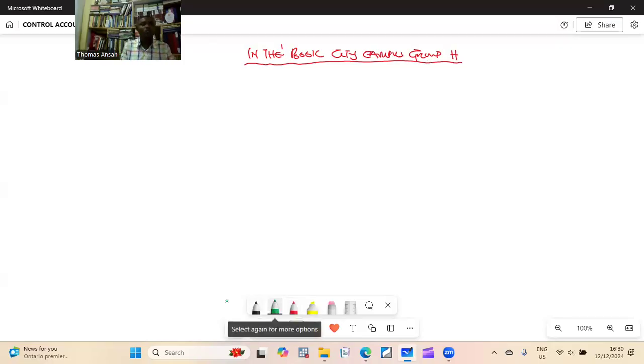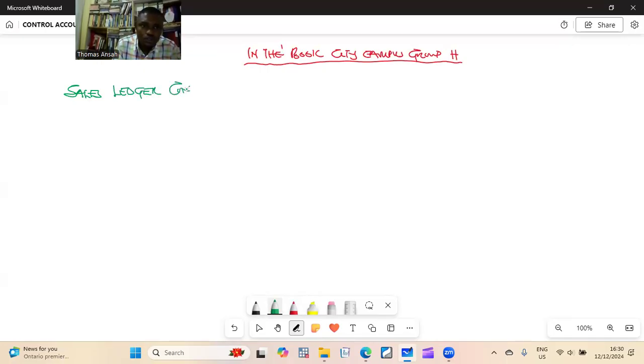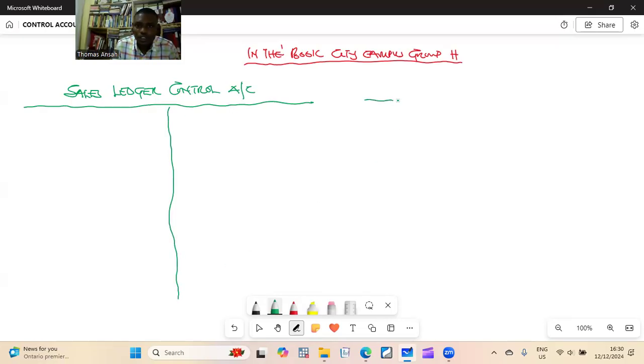Now, we don't prepare control accounts one by one. You have to open them concurrently. So if you have a question on control accounts, you just have to open the two together. So let's say I open my sales ledger. What is the other name for the sales ledger control account? You remember? Trade receivable ledger control account. So sales ledger control account, you open it down. Then let's open the second one, purchases ledger.